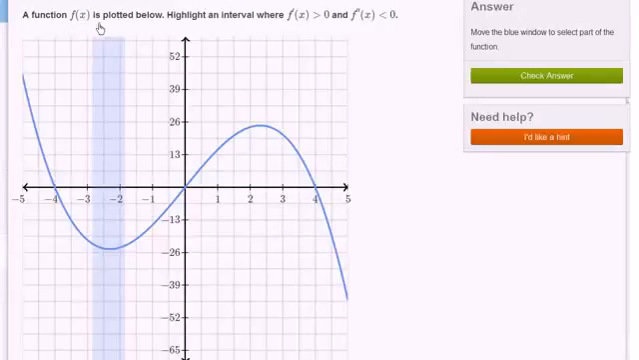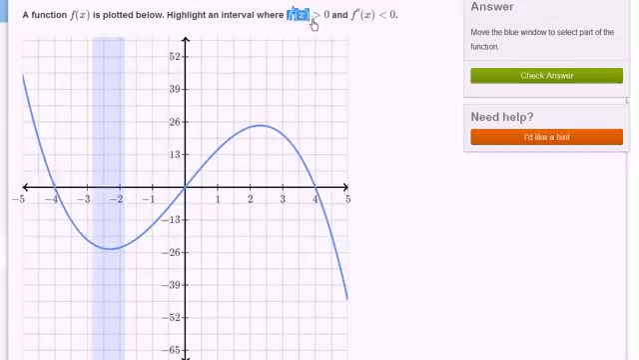A function f of x is plotted below. Highlight an interval where f prime of x, or we could say the first derivative of f with respect to x, is greater than 0, and f double prime of x, or the second derivative of f with respect to x, is less than 0. So let's think about what they're saying.